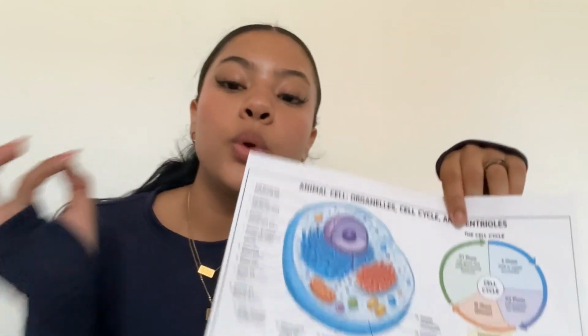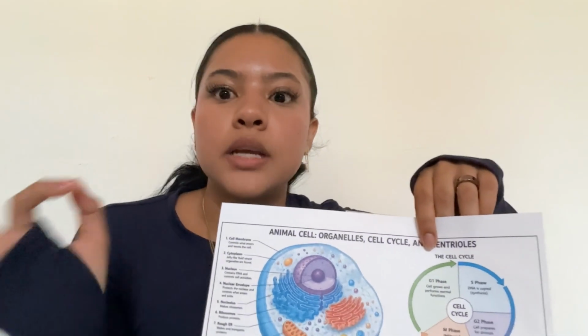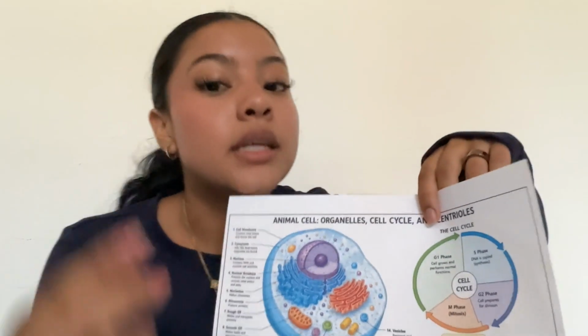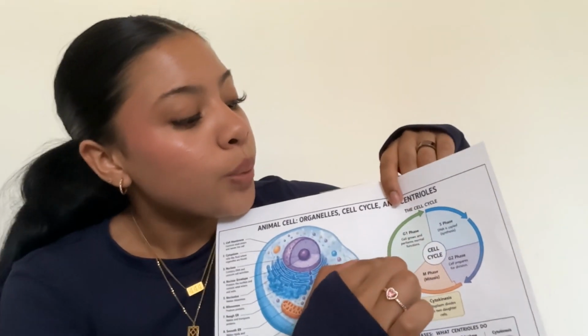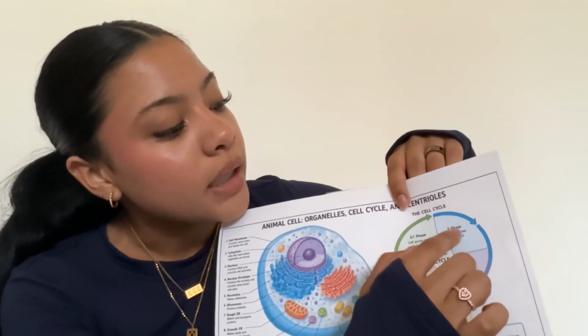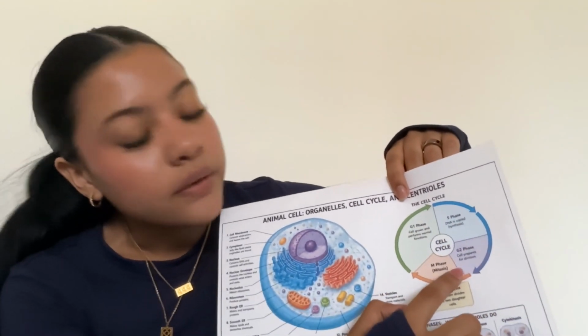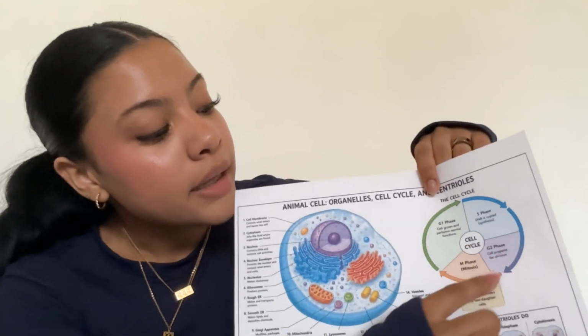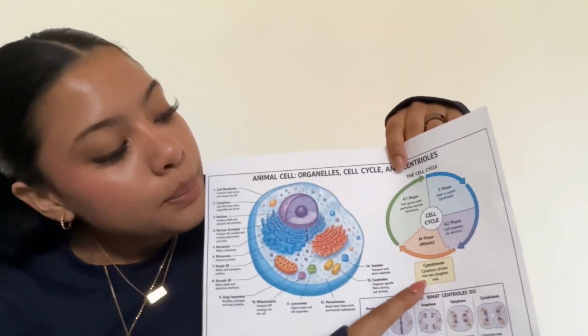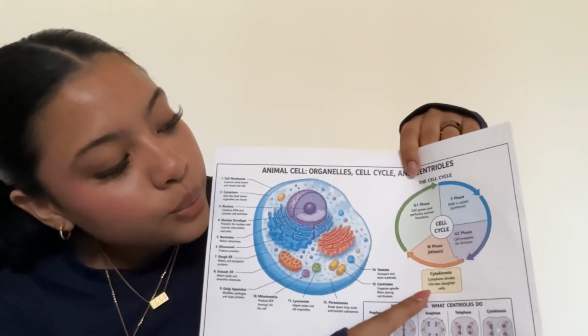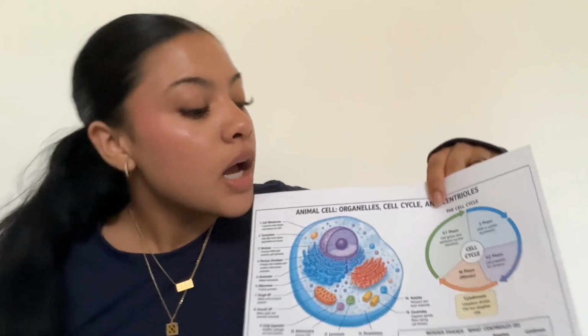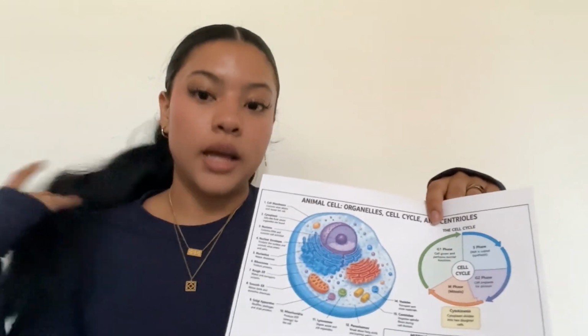So when we have, let's say, a cut in our finger, this is exactly what's happening. We grow the cell, we have the DNA copied, and then the cell prepares for division, and then we have the mitosis. At the bottom, we have the cytokinesis, in which the cytoplasm divides into two cells.